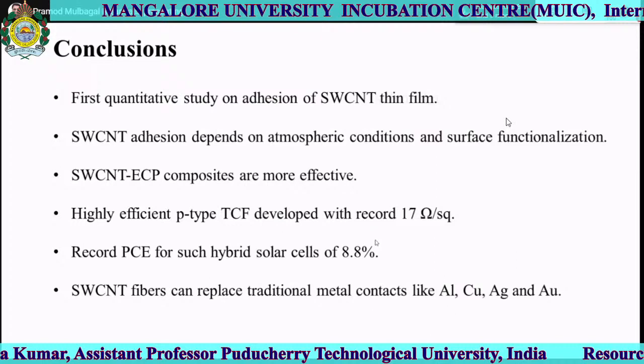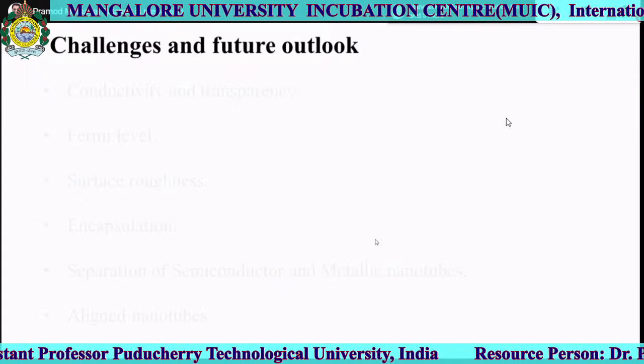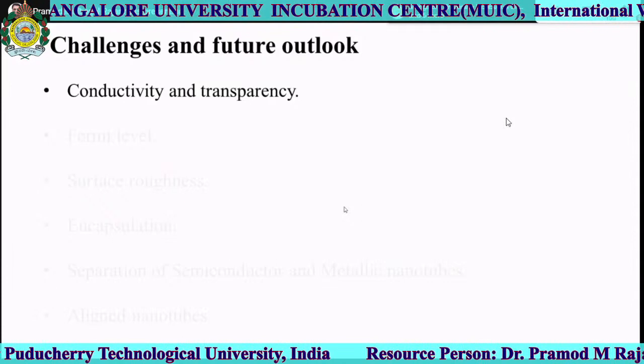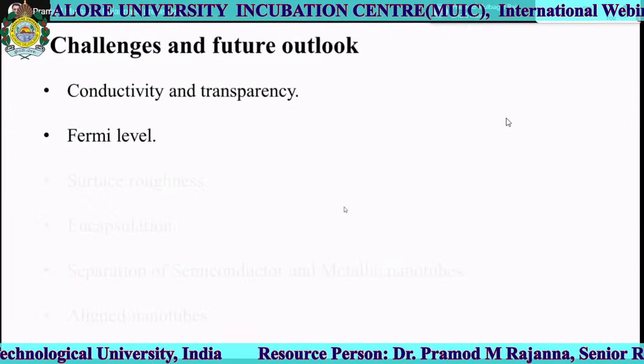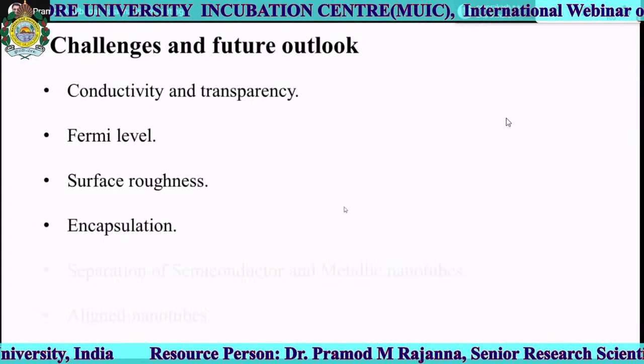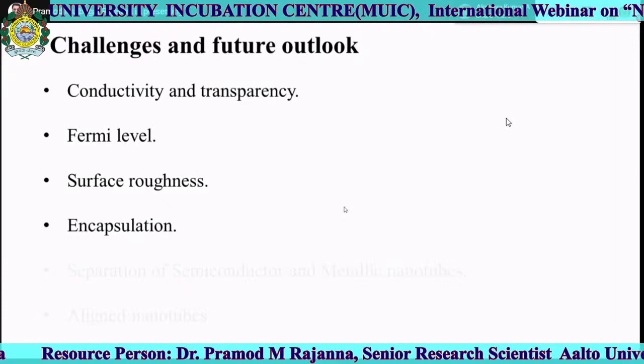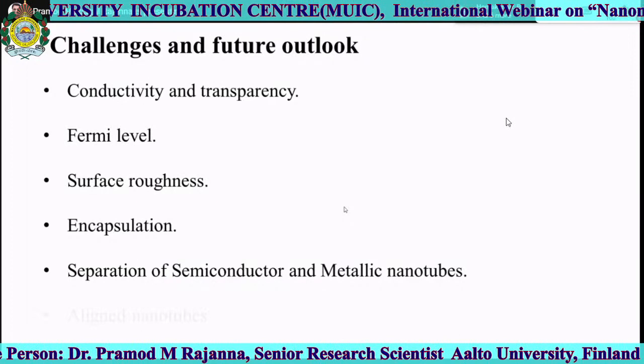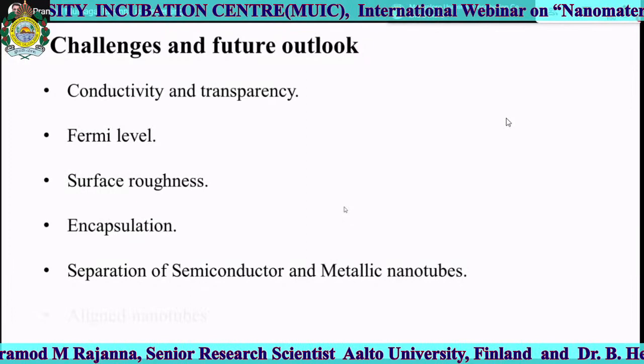These are some of the conclusions, but when you look at the challenges, conductivity and transparency are some of the issues that we are still continuing to work on, which the whole carbon nanotube community continues to work on, along with Fermi level engineering, the surface roughness issues affecting adhesion, and encapsulation mechanisms, because oxygen is one of the main dopants for carbon nanotubes to be P-type. What is also important is that we have semi-metallic carbon nanotubes, which means nearly one third of our carbon nanotube thin film is metallic, and the remaining two thirds is semiconducting.